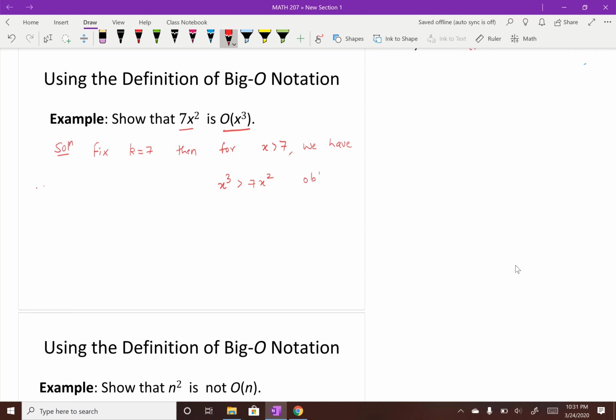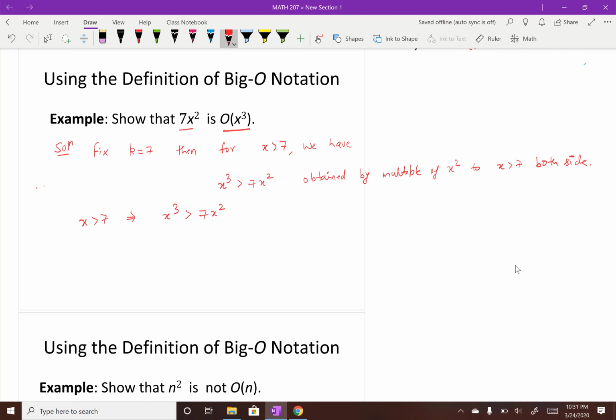Okay, this you obtain by multiplying x square to x greater than 7 on both sides. Agree? So we can say x greater than 7 implies x cube greater than 7 of x square.